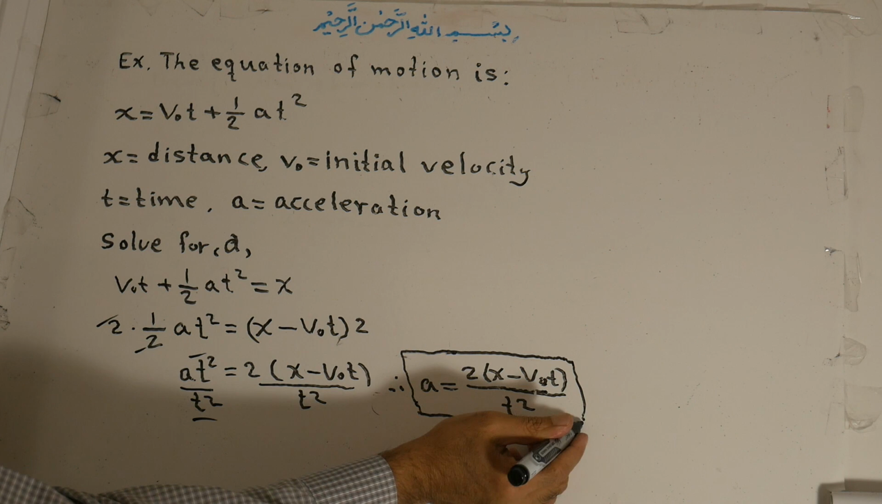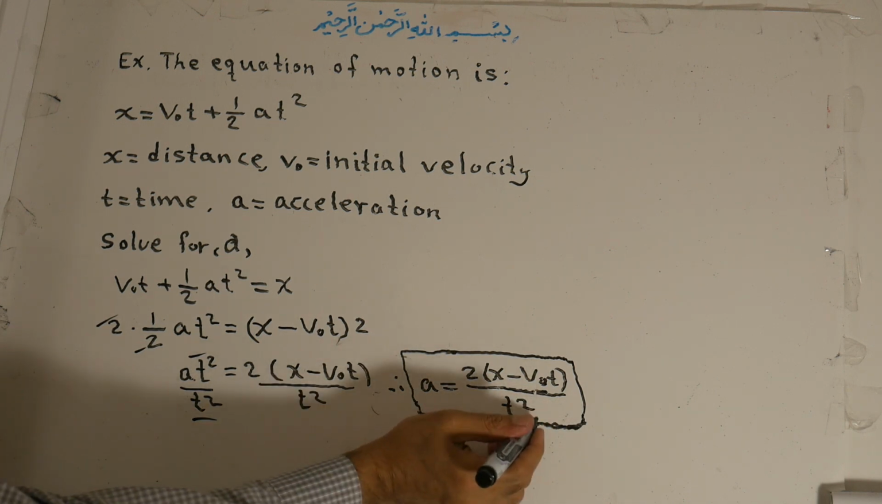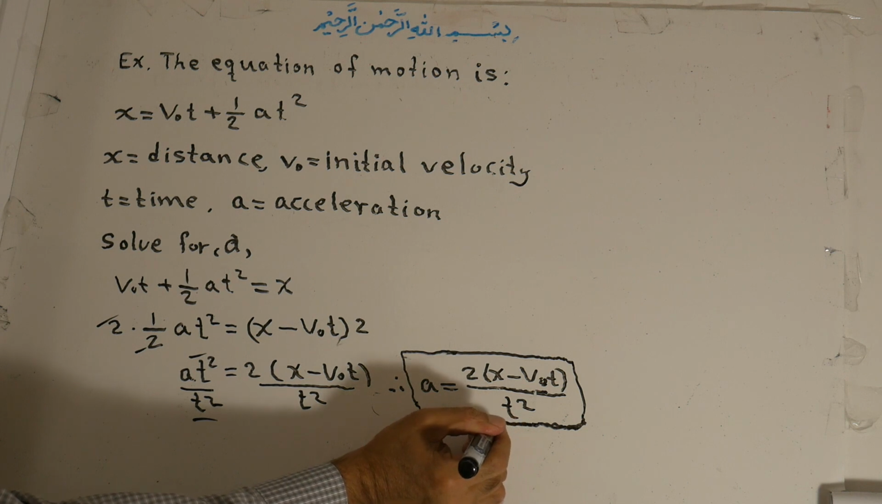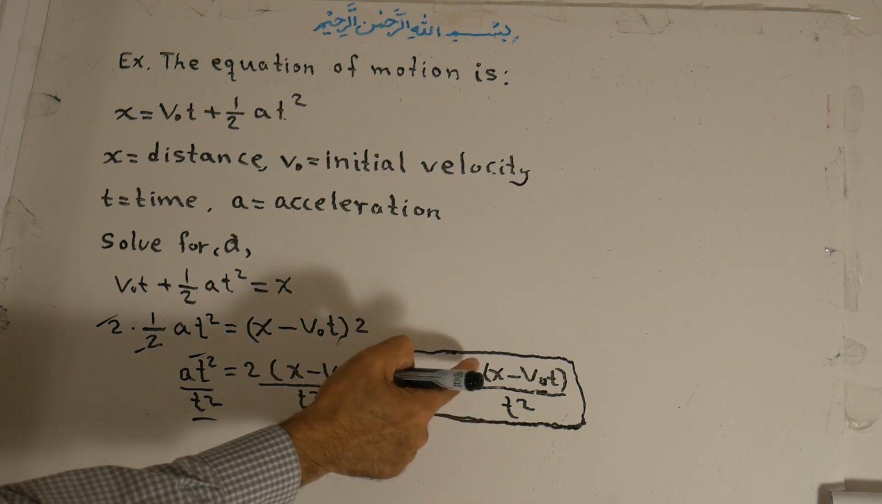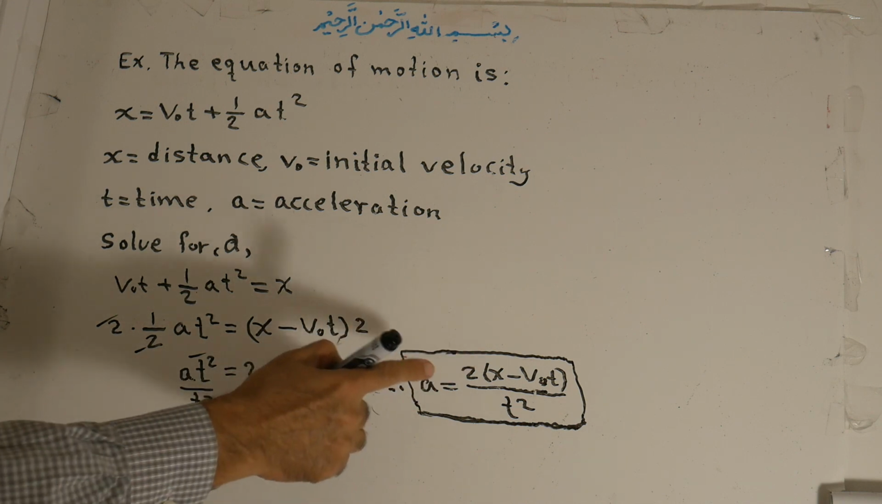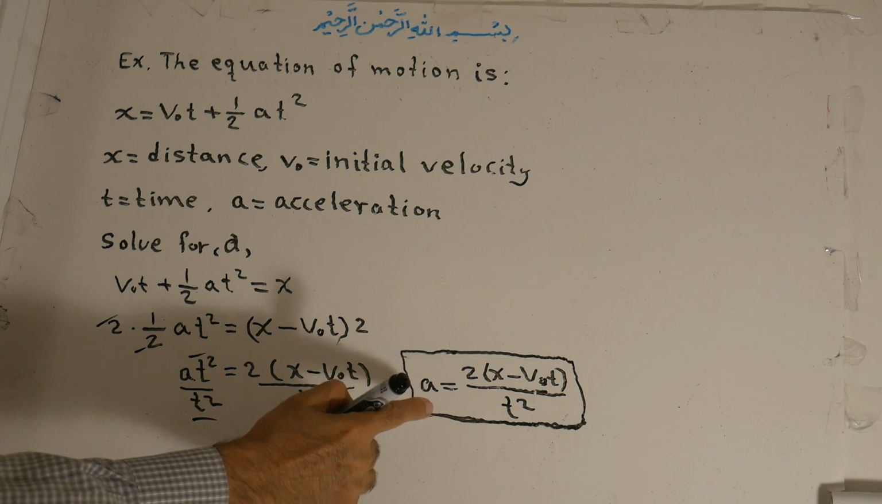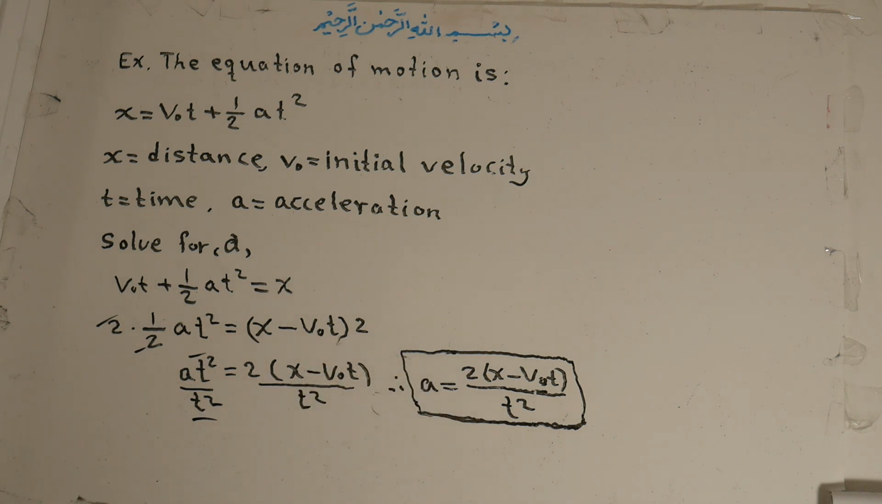To find the acceleration, what do we do? We subtract V0t from x, multiply by 2, and divide the result by the square of the time.